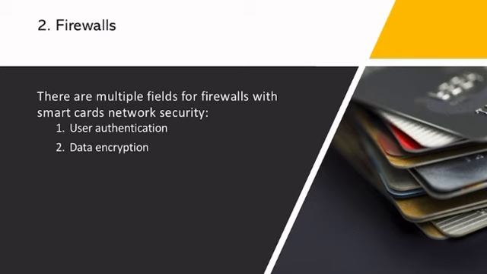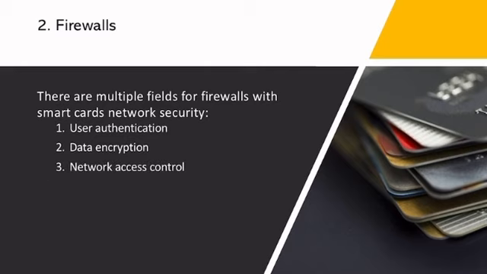Number 2, data encryption. The firewall can be used to encrypt data such as SSL or TLS to secure the data transmission between the smart card and the network. This can help protect against interceptions or tampering of data during the transmission.